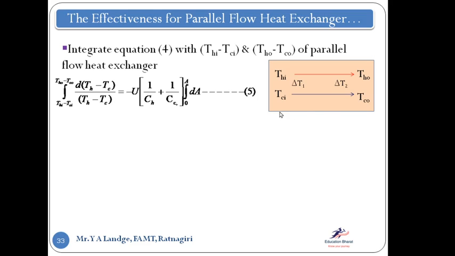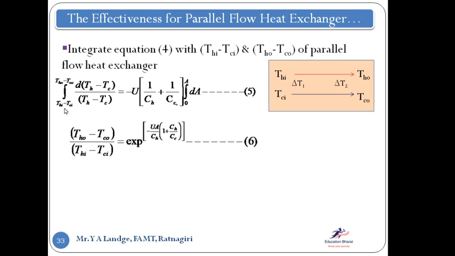Let's consider this is the length. Length is indirectly the area of heat transfer. So we integrate equation number 4 within the limits Thi minus Tci and Tho minus Tco for the parallel flow. The condition is for parallel flow, so we write the equation with these notations so that we can easily understand how to put the limits here.